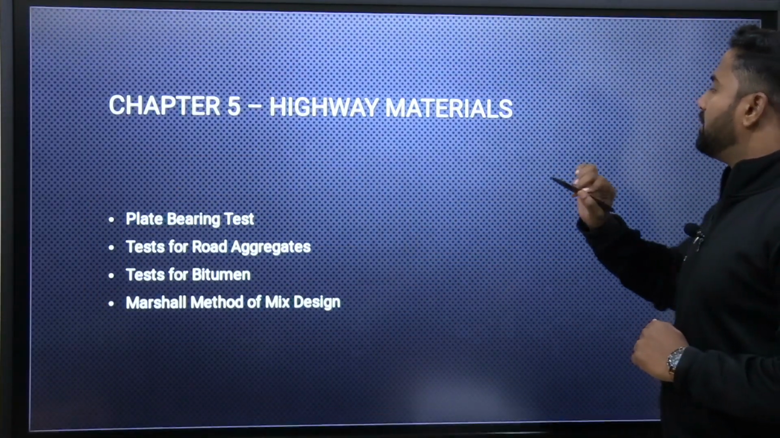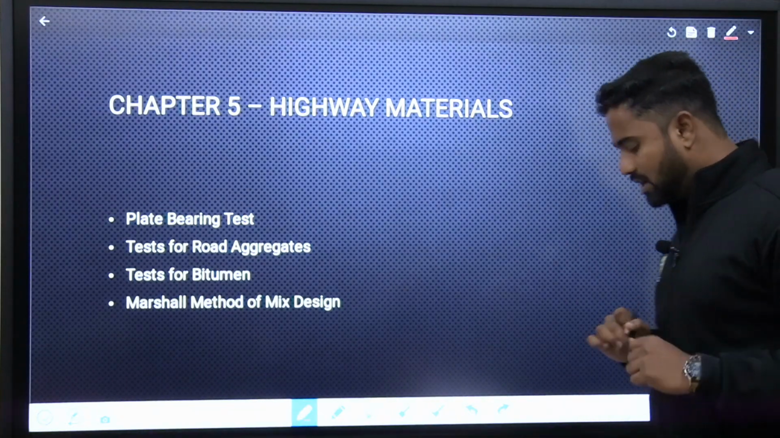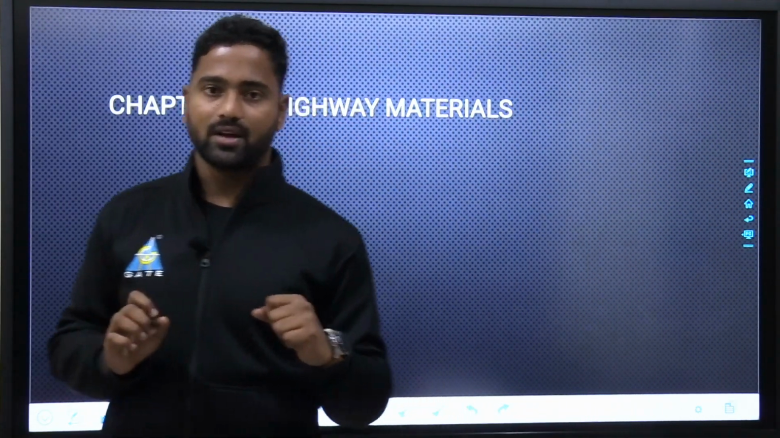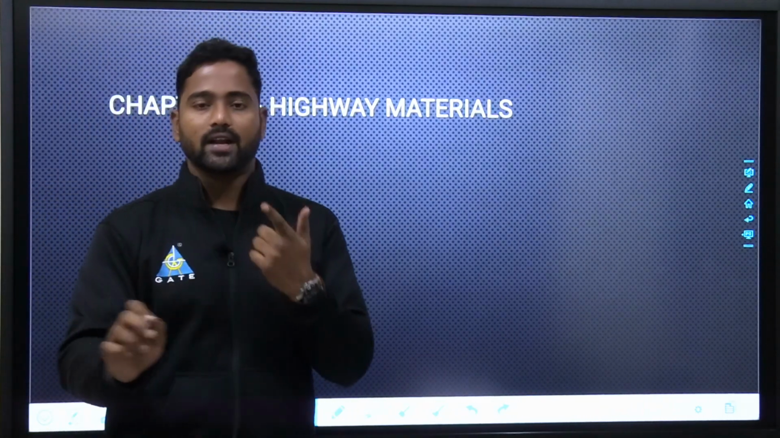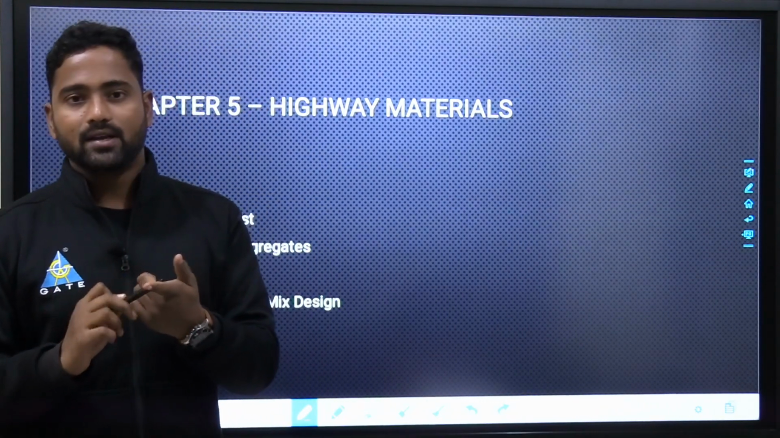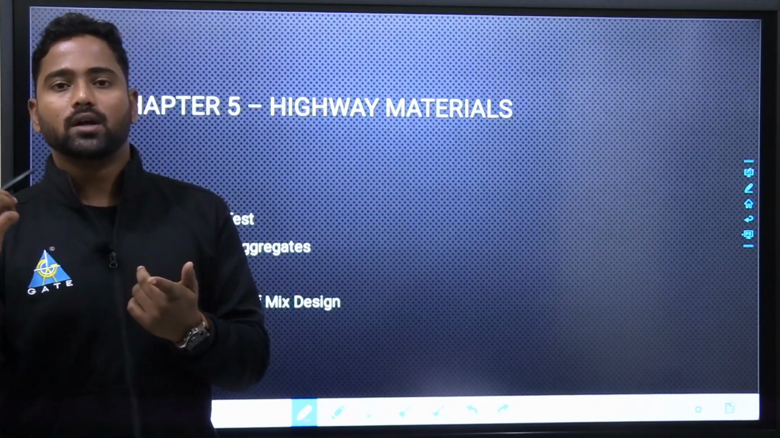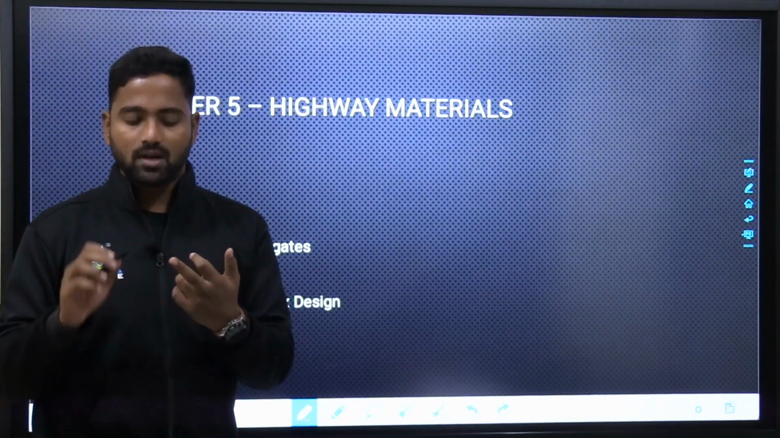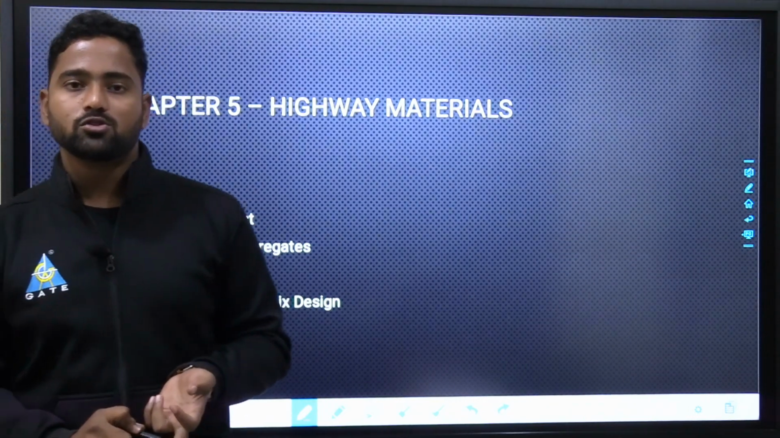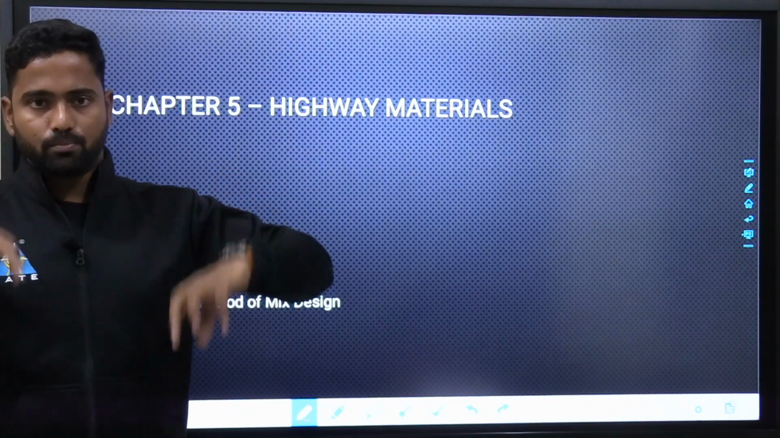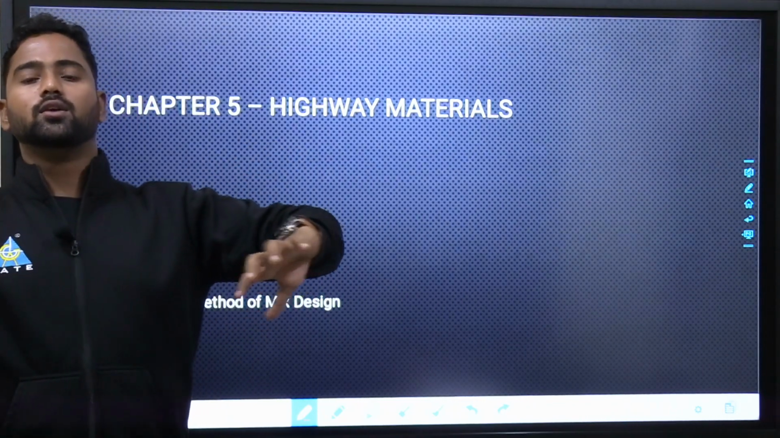Next one is your chapter 5, highway materials. Till now we have been talking about roads. So what does a road consist of? It consists of coarse aggregates like gravel, fine aggregates like sand, and then water. If it is rigid pavement, there will be cement, and there will be bitumen also, and other filler materials also. All those things you will put, and then you will construct the road.